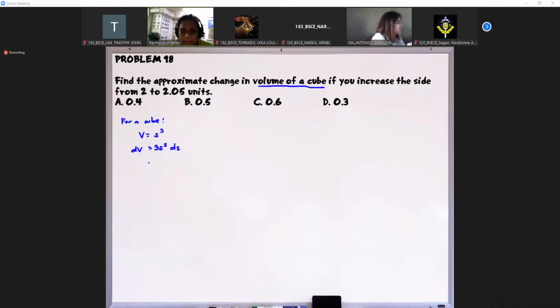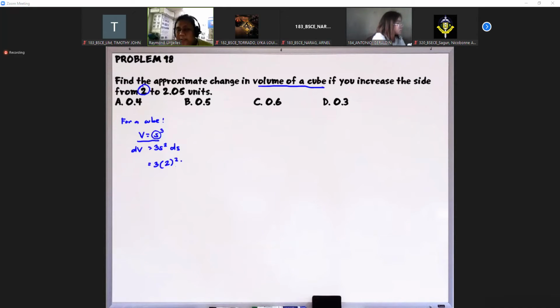So ano yung gagamitin nating s? S is the original value. Kasi remember yung equation, yung s natin dito is the original value of the side. So ibig sabihin itong 2 units, before mangyari yung change, yun yung gagamitin nating value. So kaya 2 units yung gagamitin natin dito.